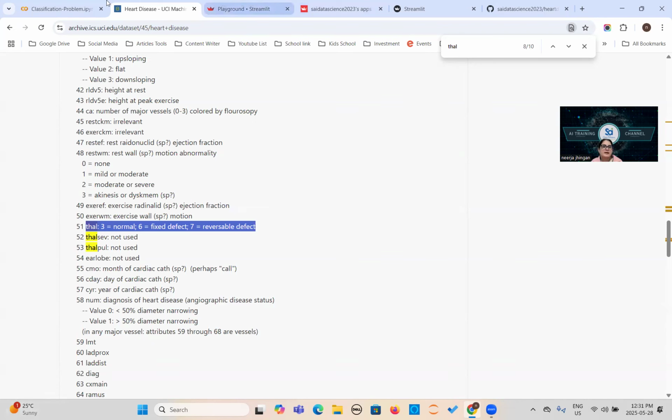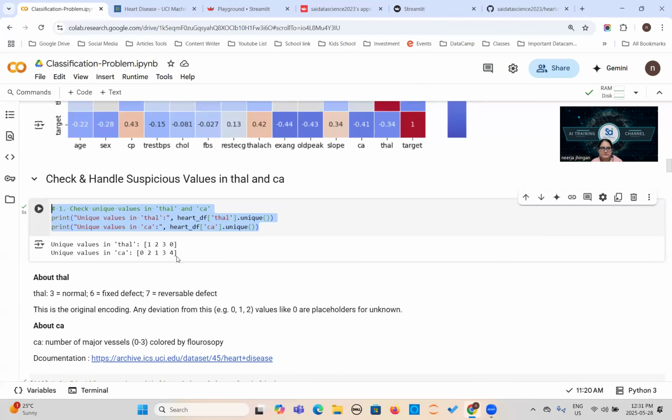Now what action will you take here? This is the second question, right? Either you can convert the 0 into NaN and handle it, or both the 0 and 4. Or the second way is to just drop the records. For me, I'm going to drop the records.